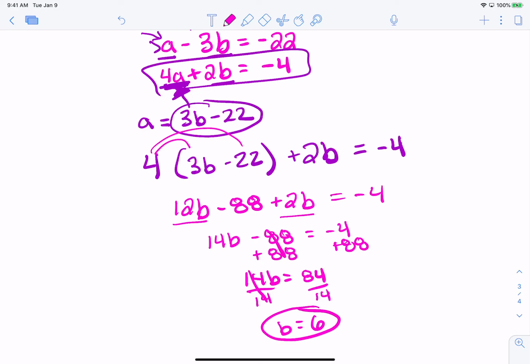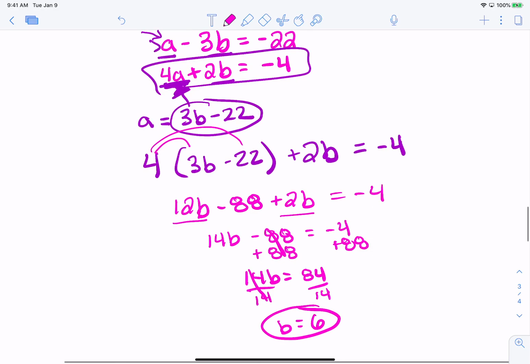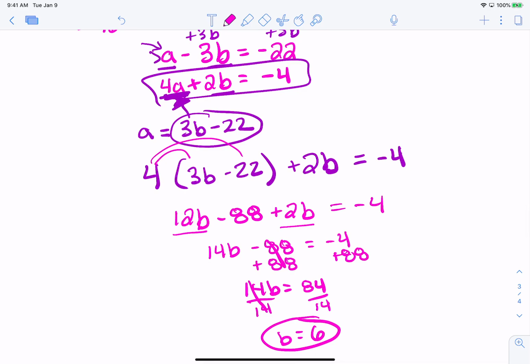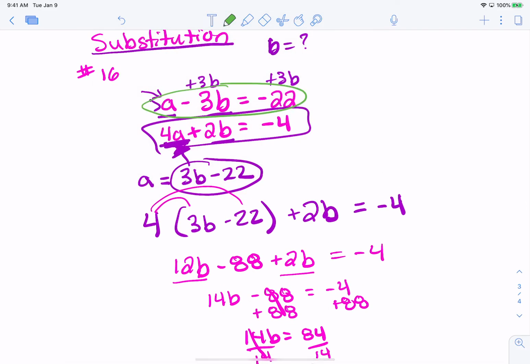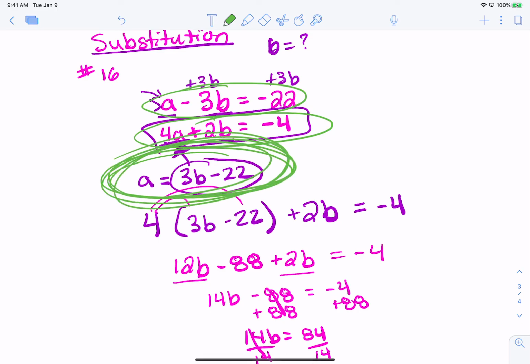Beautiful. Done? No. So is the answer just B equals 6? No. We have B equals 6, now we have to find A. Okay, so here are my top two equations. I have A is equal to this, or A is equal to this. But the place that I want to plug into, didn't we solve for A right here? So why don't we plug it into that one? Because A is already solved for. A is equal to 3B minus 22, but B is 6.